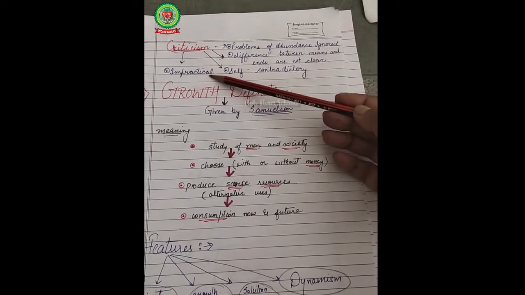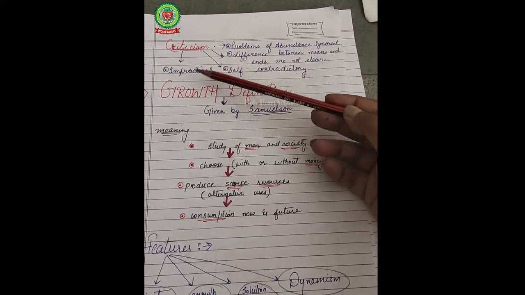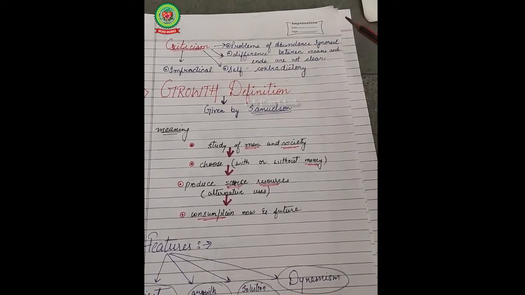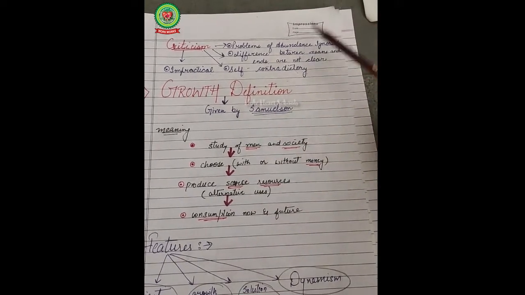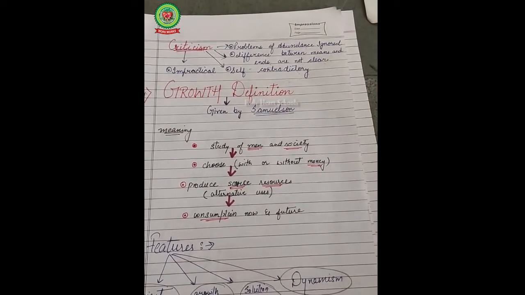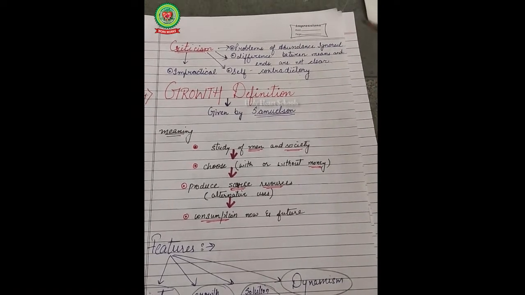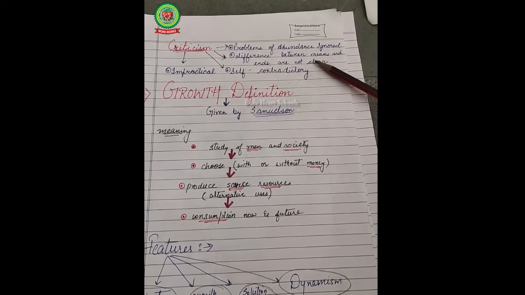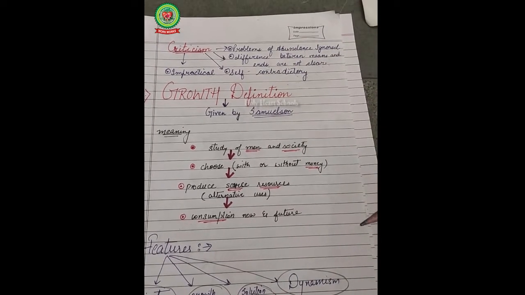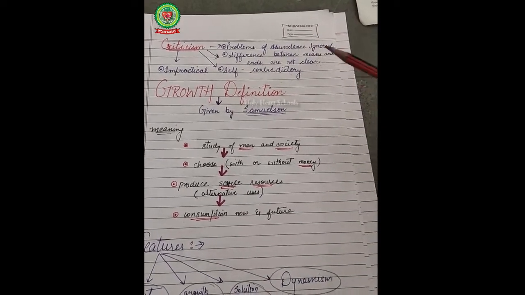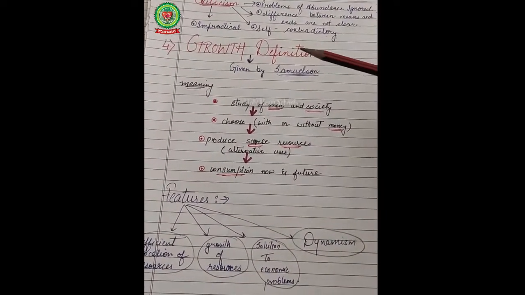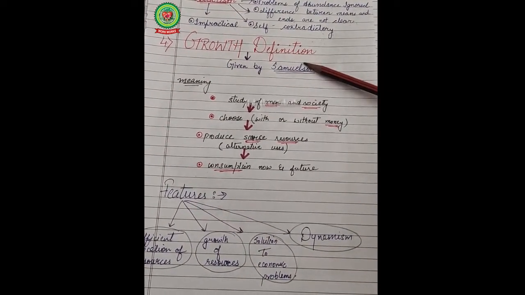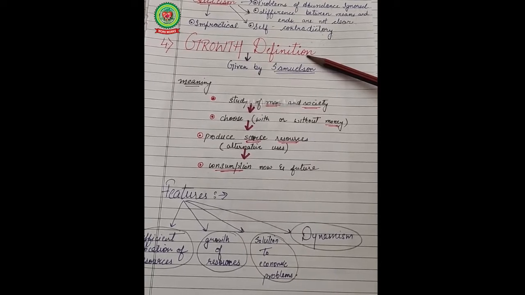Next one is the impracticable. Impracticable means that since means and ends are not clear and it is self-contradictory, these things are not practicable in real society, in the actual world, right? There are some abundance problems, and he ignored these things. Now we will start our next definition, that is the growth definition.